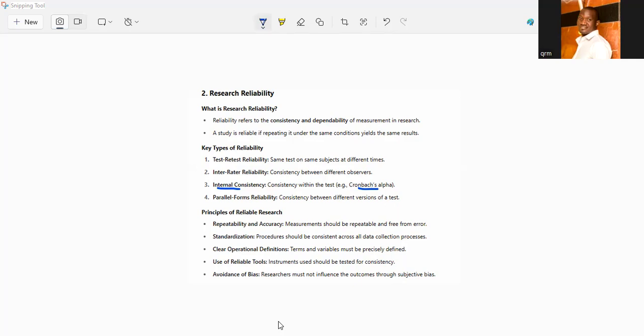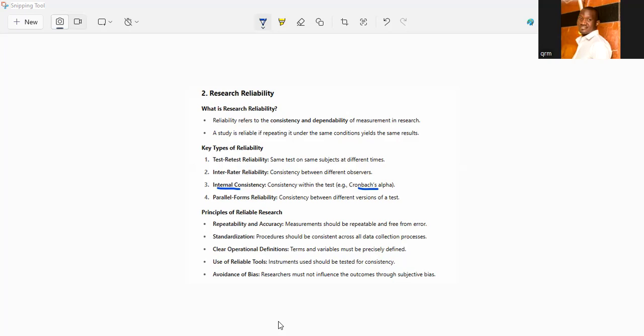So what are the wrong ideas that we have when dealing with reliability? Reliability is not about hiding or showing answers. Reliability means you need to be consistent. You don't need to be secretive. Okay? It's not only about math or numbers. Even interviews or observations can be reliable. It's not about guessing the right or wrong answer.